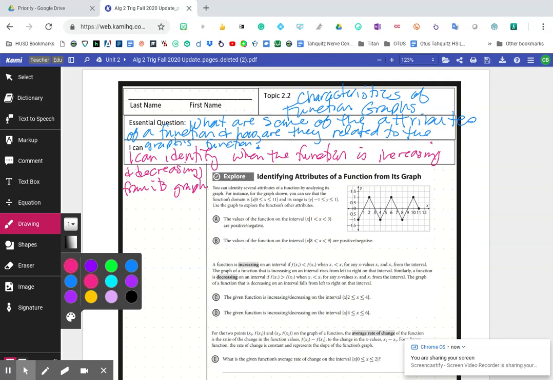I'm using a different piece of software, a different machine to record on today. And then I also have an I can statement that is, I can calculate the average rate of change of a function.